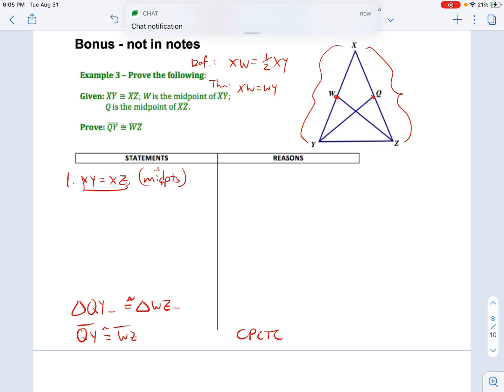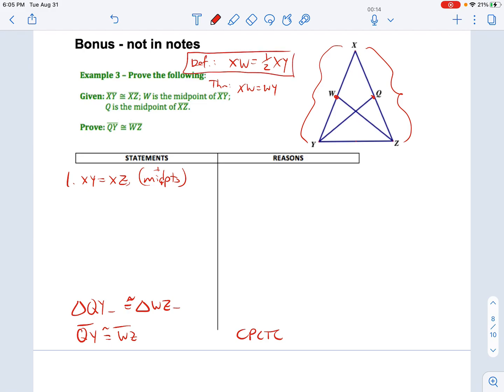Since we start out with this step that XY equals XZ, I think it's actually going to be easier to do the definition. So let's use definition of midpoint. Let's say XW equals half of XY, and let's say that XQ equals half of XZ. Oh, I didn't say given. Okay, and then this is definition of midpoint.